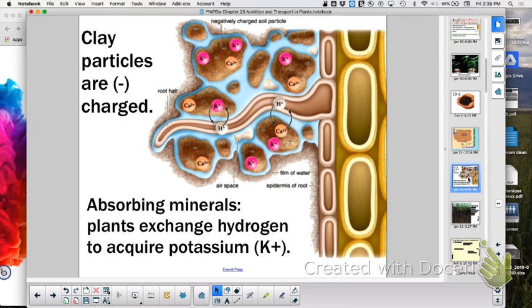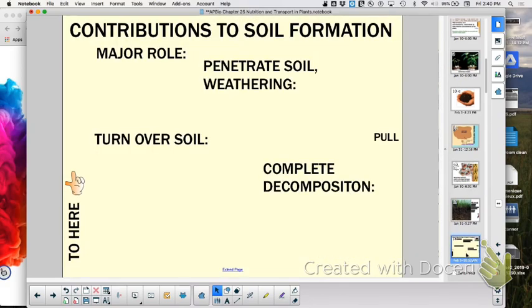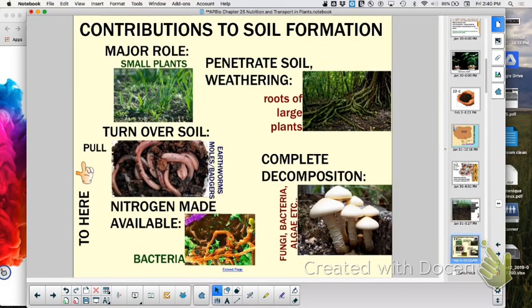So as long as I can pump hydrogen out, then I can exchange it for something positive, like positive potassium ions. If I need to get some other minerals in, they can be the +1 on the hydrogen ion gradient. So we saw one benefit of the proton pump. We talked about all the things that contribute to the formation of soil.